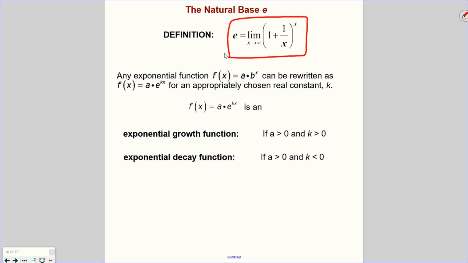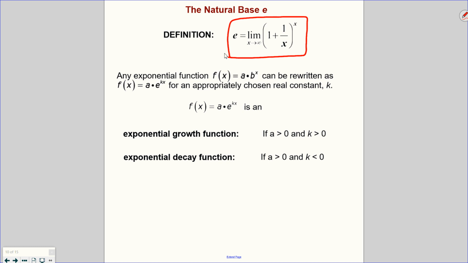So the definition of e. e is an irrational number, like pi. It has no end. It's about 2.7-ish, but that's just an approximation, but it's sometimes helpful if I'm graphing something just so I have an idea about what it equals.